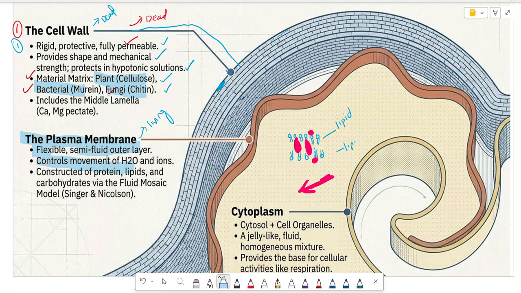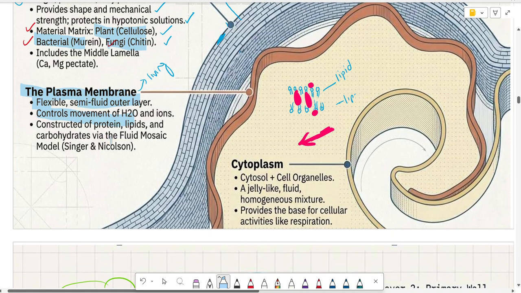And how is it designed? It is designed with proteins, lipids, and carbohydrates. And it is present in all living organisms, yes, surely, no exceptions. Next, on the inner side we have the cytoplasm. Whatever liquid we have is called cytoplasm, and only the liquid portion is called cytosol. When we add the cell organelles, it becomes the cytoplasm. And its nature is a jelly-like fluid.